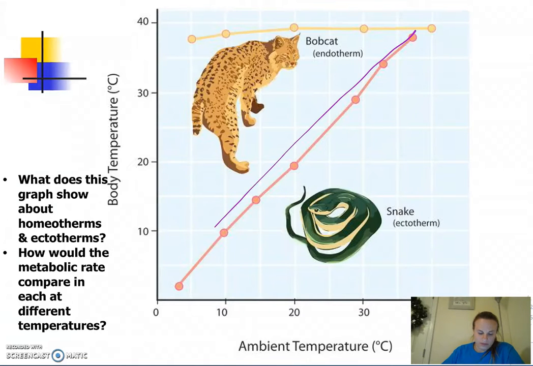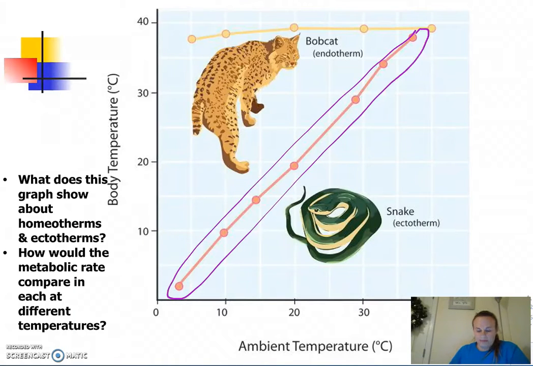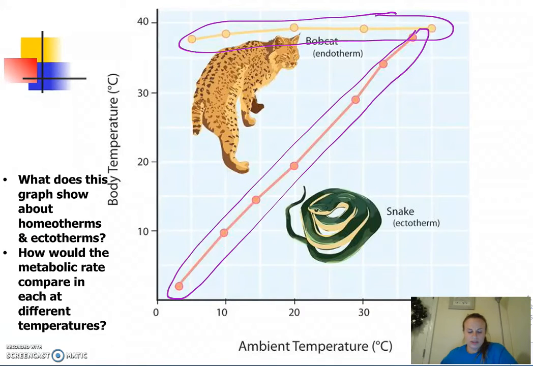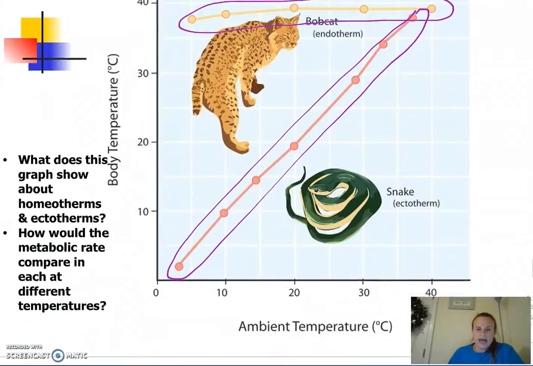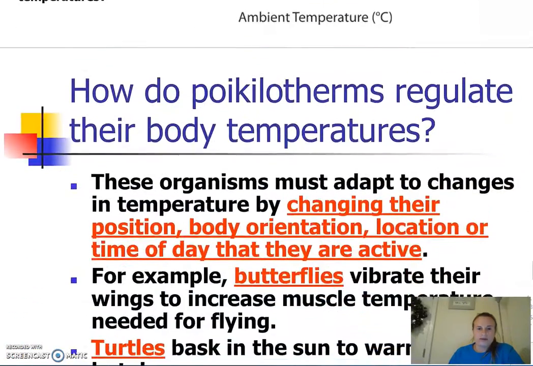So if we look at this graph, what does it show about homeotherms versus ectotherms? Well, ectotherms have a large variety of body temperatures, whereas endotherms, like this bobcat here, which is a mammal, usually maintains a fairly constant body temperature. In order to maintain that fairly constant body temperature, its metabolism has to consistently work. So a bobcat, an endotherm's metabolic rate would be greater than an ectotherm's metabolic rate.